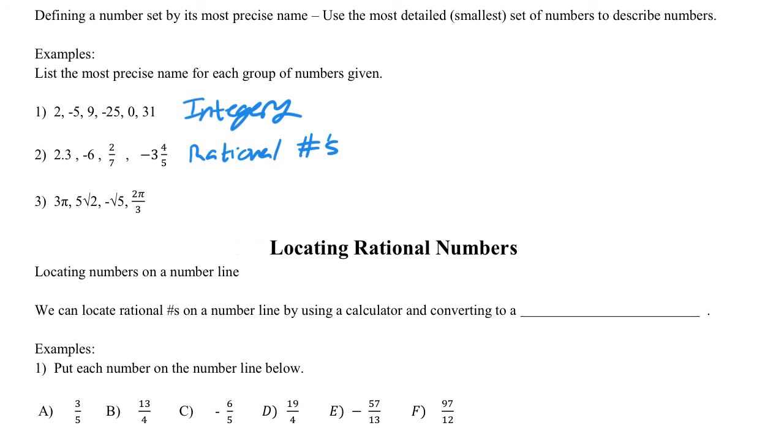And I want to confirm that every single one of these is an irrational number. And looking at them, they are. 3 pi is irrational, 5 times the square root of 2, negative square root of 5, 2 pi over 3. They're all irrational. And you might think this guy right here, 2 pi over 3, well, it's a fraction, but it's not a fraction of integers because 2 pi is not an integer. Okay, so we got to be very careful with that. So this would belong to the group of irrational numbers.